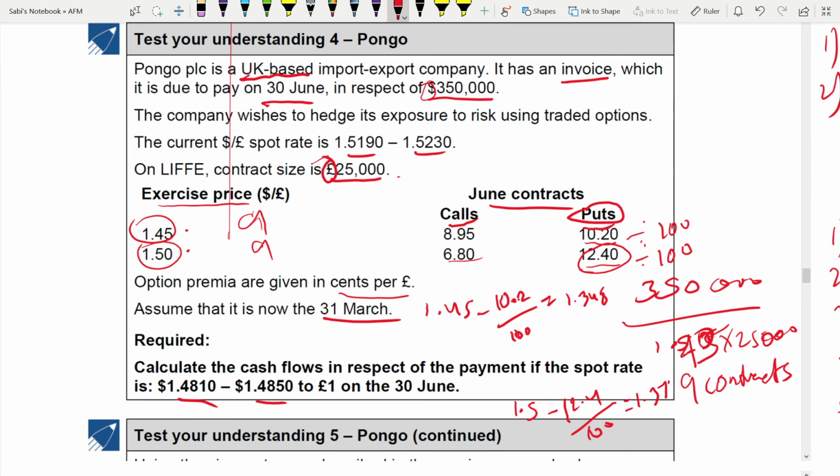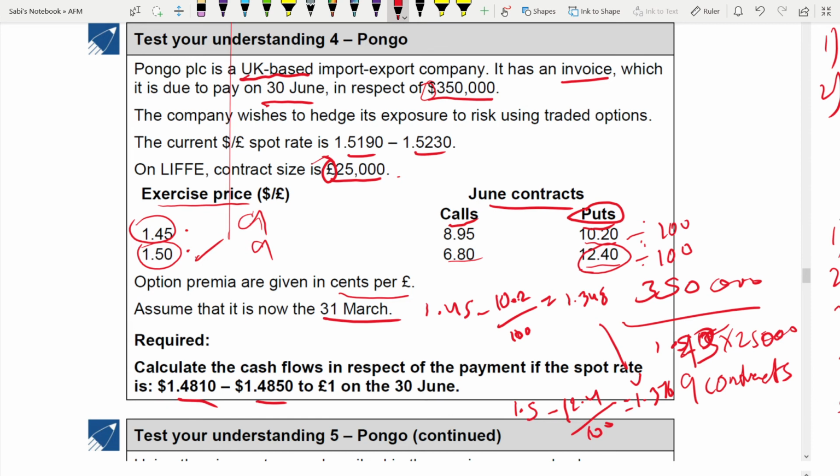This is a receipt you want higher, so this one is giving a higher receipt, 1.5. So we are selecting 1.5 and we are not exercising 1.45. So we go by 1.5 only. So we buy 9 June put options at an exercise price of 1.5.